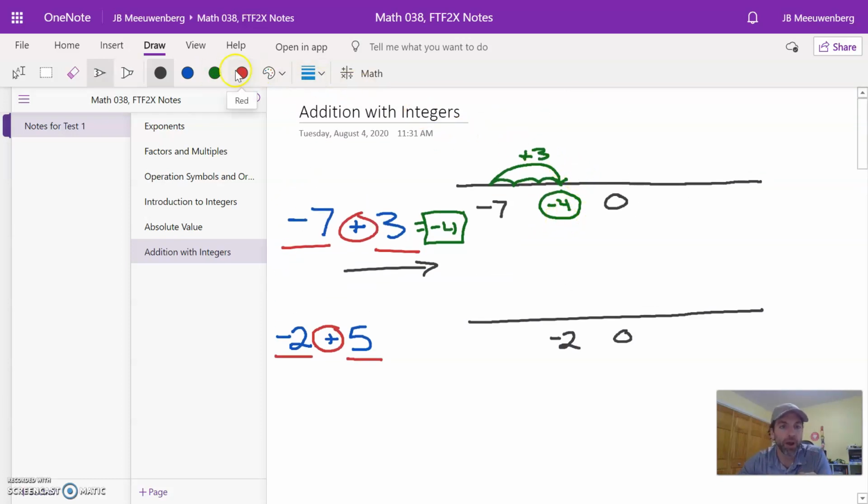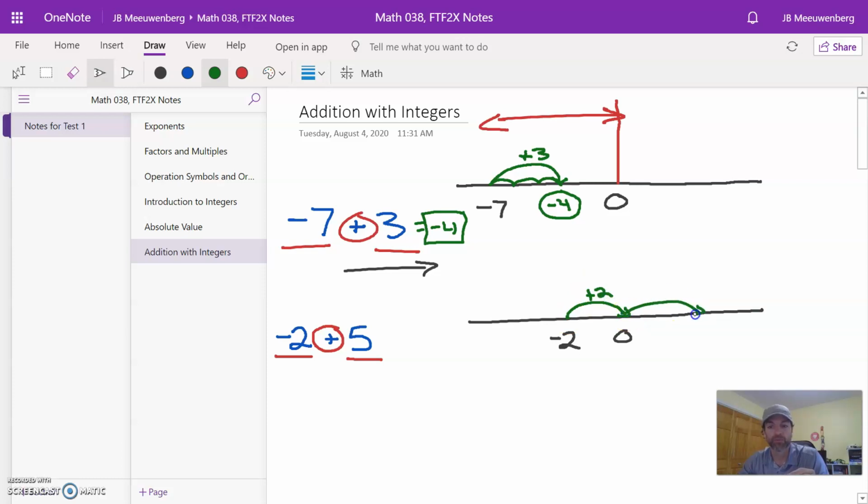Now, in the previous problem, all the work we did stayed over here on this left side of 0. So we started down here and we did all of our work in the negative zone. That's going to be different here. We're going to be crossing 0. If we start at -2 and start adding 5, we're going to end up over here. And that's where it gets a little tricky to visualize.